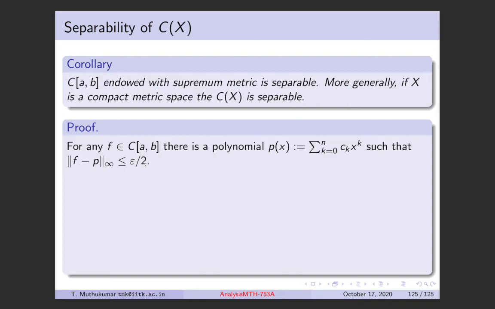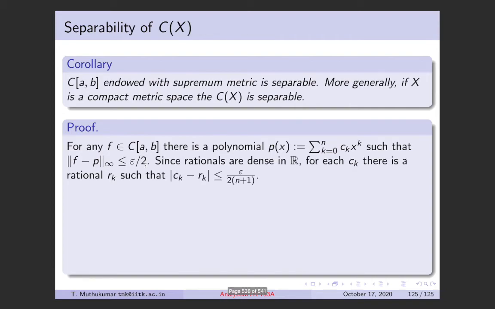Okay, now since rationals are dense in R, these c_k, which are the coefficients, can be approximated by rationals. So every real number can be approximated by a rational. So corresponding to c_k, we choose a rational r_k such that this happens. Okay, the distance between them is smaller than this quantity.